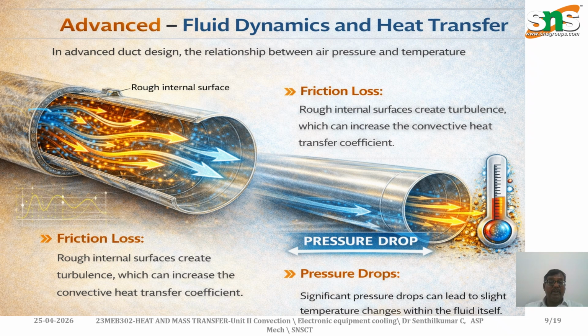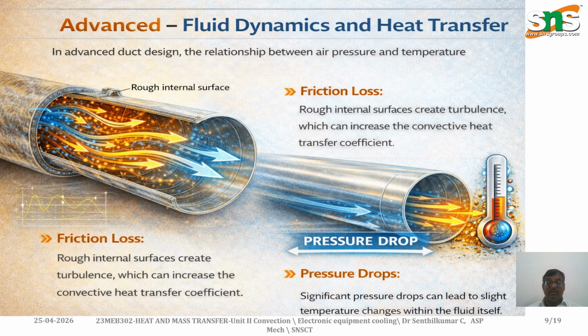So, advanced fluid dynamics and heat transfer. This analysis would be done by CFD, computational fluid dynamics. In advanced duct design, there is the relationship between air pressure and temperature, and the rough internal surface and friction loss. The rough internal surface creates turbulence, which can increase the convective heat transfer coefficient. I already taught in the previous lecture series what convection is and what the convective heat transfer coefficient is. That is nothing but h, the heat transfer coefficient, in watts per meter square Kelvin.